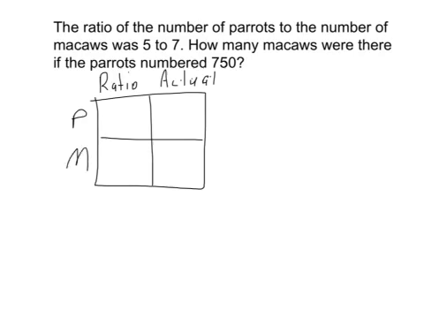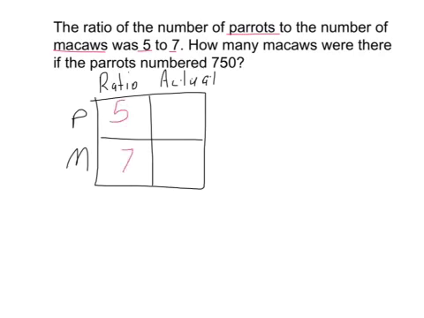The first row is our values that we had in the problem. Here we had 5 and 7, and so 5 and 7 are in that order, so they match up in the order that we were given. Parrots was first, macaws was second, so we have 5 parrots to 7 macaws.